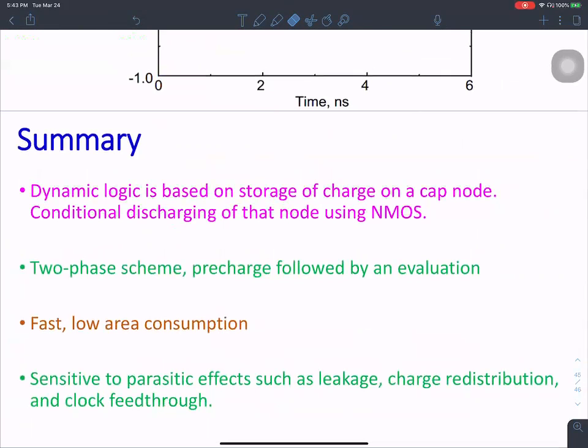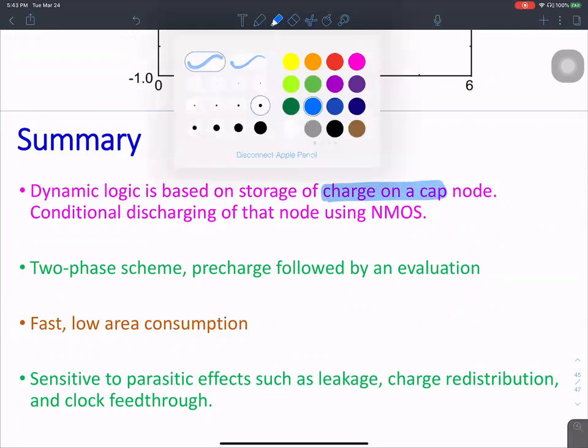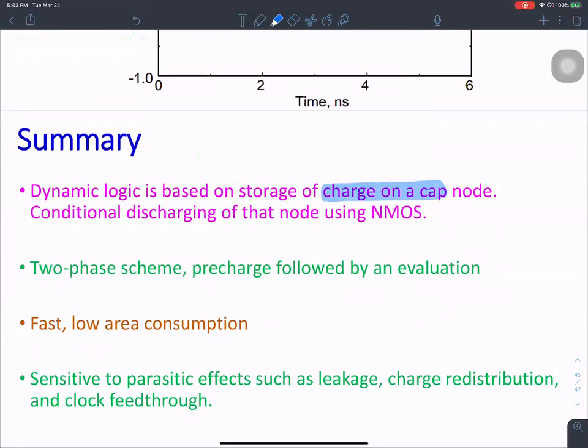So let's quickly summarize. Dynamic logic is based on the storage of charge on a capacitance, on the load capacitance. Sure enough, we know that very well because it gives us a lot of problems. In addition to that, there is a two-phase scheme. There is a pre-charge phase where all outputs are charged to VDD. The output is not valid. And then there is an evaluation phase. This is where the output is valid. Depending on the logic, the output is either 1 or 0.